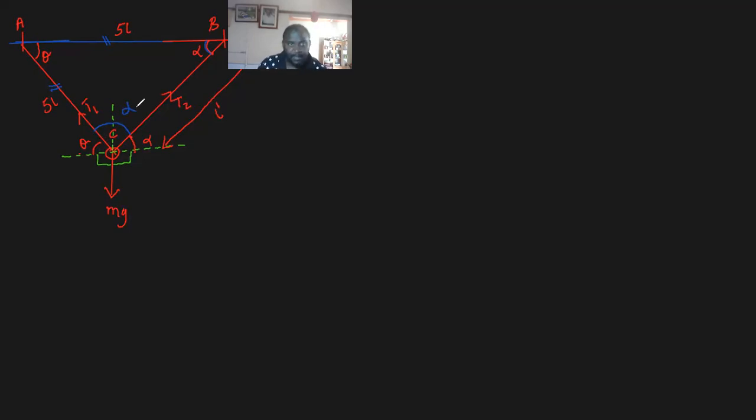Now, can I extract out something? Let me extract out a triangle. I was saying that if the triangle looks like this, we have seen this is 5L, and this is also 5L. But this length is not 5L because this string BC is extending. So we have assumed BC has a new length L prime because of the extension. Then we shall have this as alpha, and that as alpha. We agree?